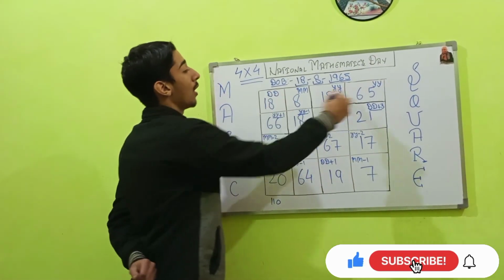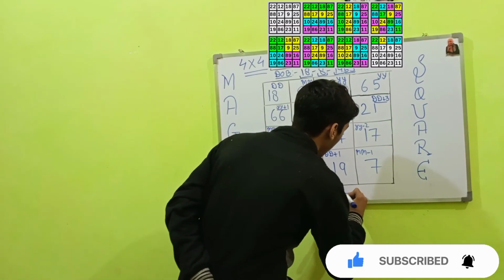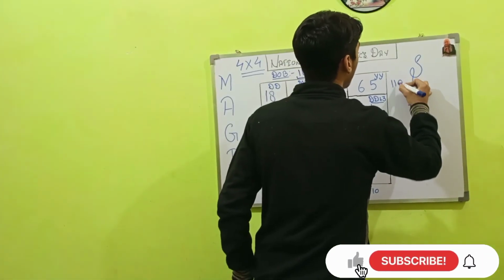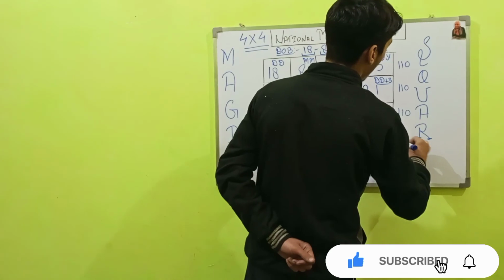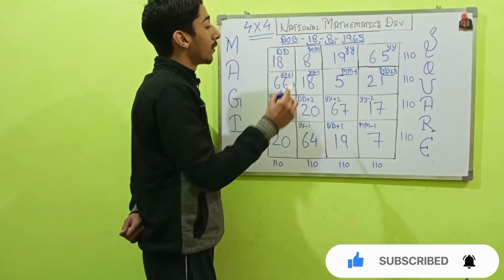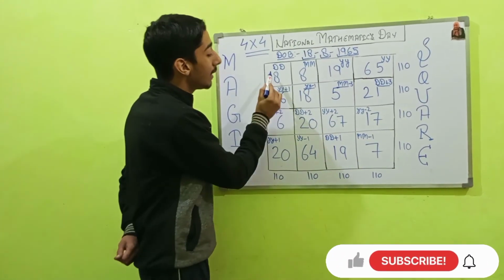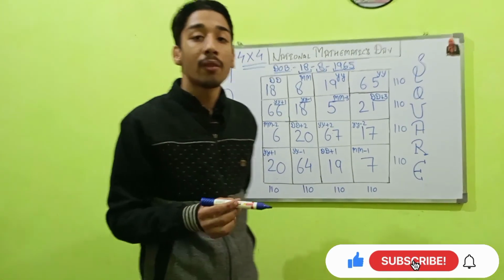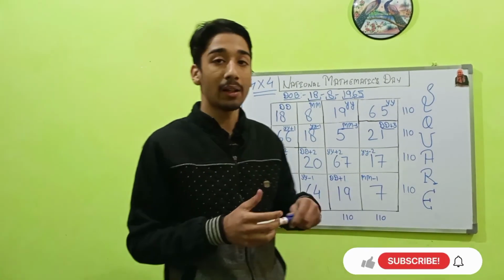Now if you add these columns and rows, I have done the column here, you will get 110. Same here for every row and every column, 110. And if you add diagonally, then also you will get the same answer, that is 110. The rest I have shown in the picture at the end of the video, in which you will understand more clearly how to add and how to subtract.